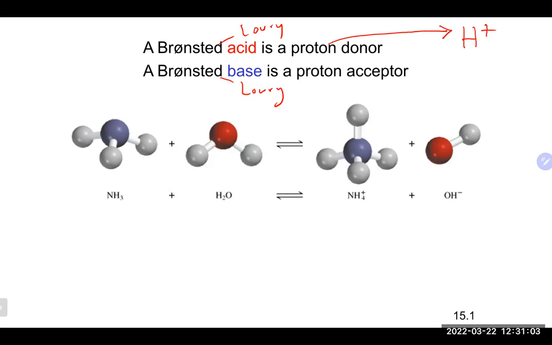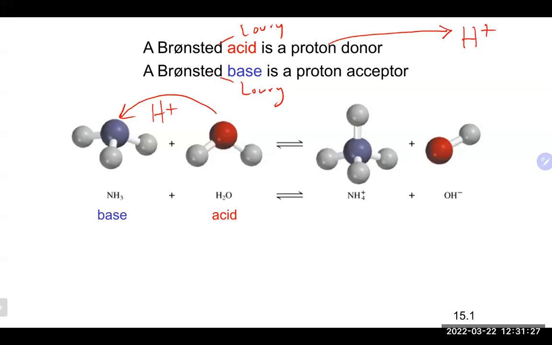So in this definition here, what's going to be happening is it's actually the ammonia here, the NH3, that's going to accept the H+ coming over from water. That means in this case, it is actually the water that's acting as the acid. It is the one donating the H+. The NH3 is acting as the base that is accepting the H+.